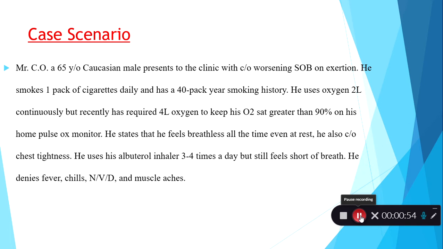He always complains of feeling breathless, even at rest, and also complains of chest tightness. He uses an albuterol inhaler 3 to 4 times a day, but still feels short of breath. He denies fever, chills, nausea, vomiting, diarrhea, and muscle aches.